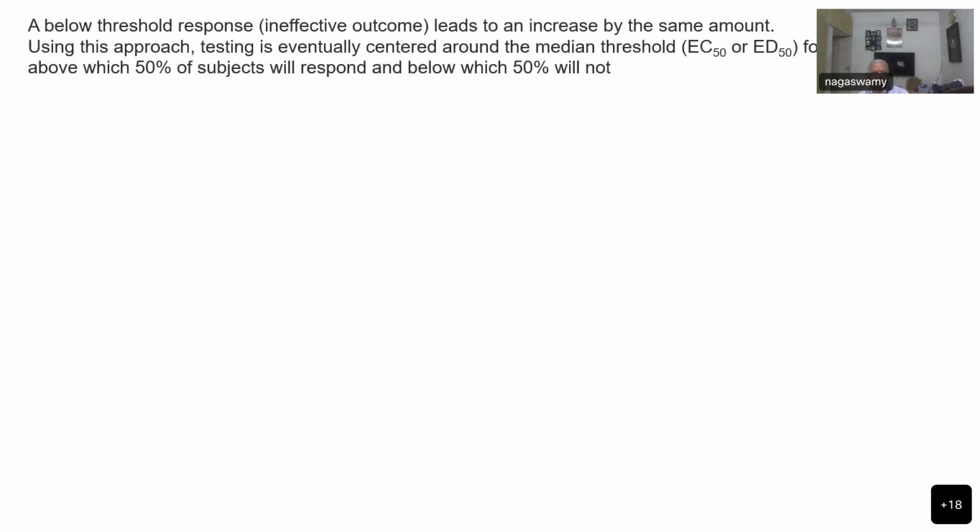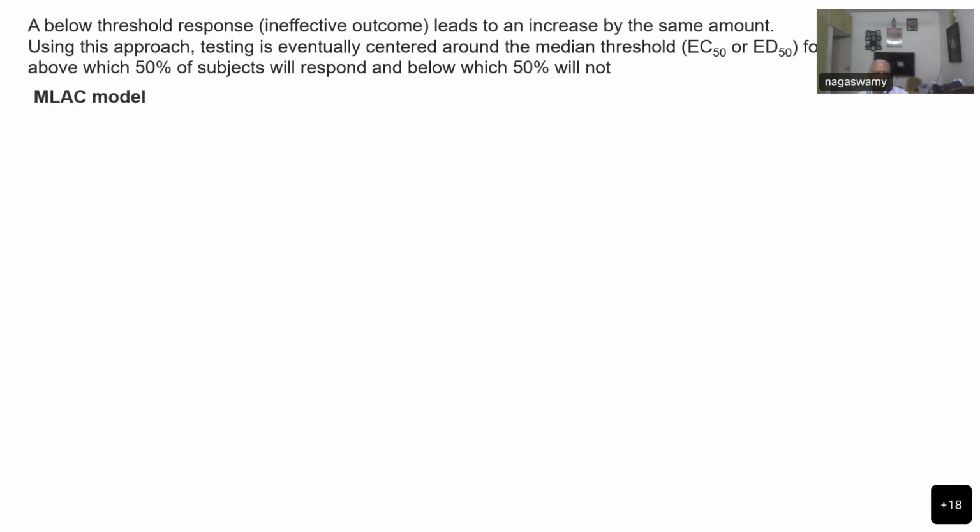And below a threshold response, you cannot achieve a successful block. So using this approach, testing is eventually centered around the median threshold, that is effective concentration or effective dose 50%, and subjects will be above or below.